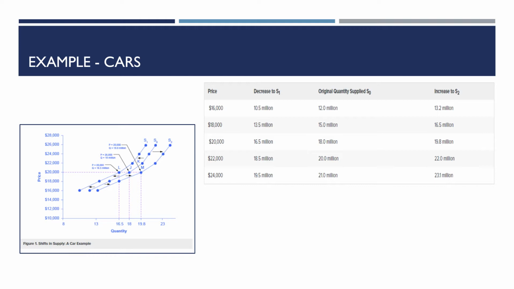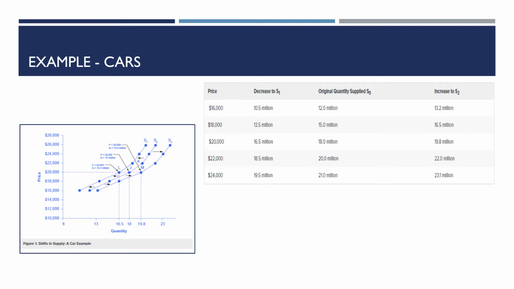In this example, at a price of $20,000, the quantity supplied decreases from 18 million on the original supply curve, S0, to 16.5 million on the supply curve S1, which is labeled at point L. So you can see that shift with the little black arrows in between each curve. It's shifting to the left.